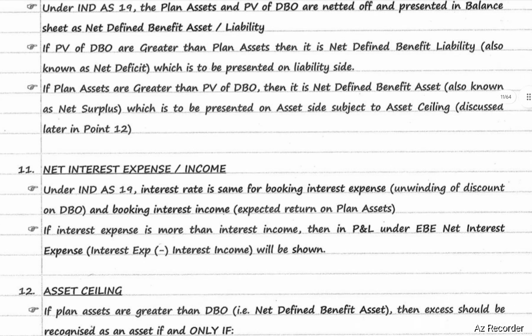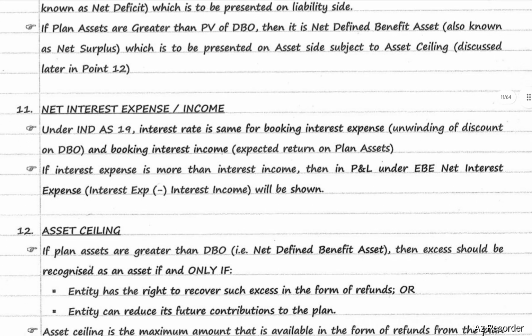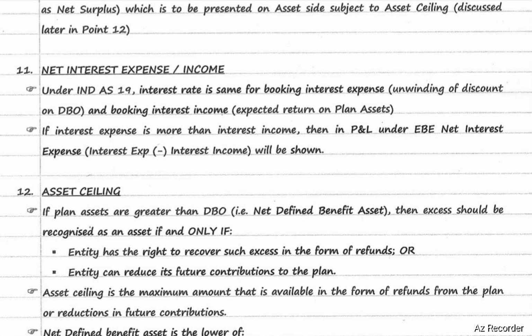Next, net interest expense or income. Under Ind AS 19, the interest rate is the same for booking interest expense, that is unwinding of discount on defined benefit obligation, and booking interest income, expected return on plan assets. If interest expense is more than interest income, then in P&L under employee benefit expense, net interest expense, that is interest expense less interest income, will be shown.